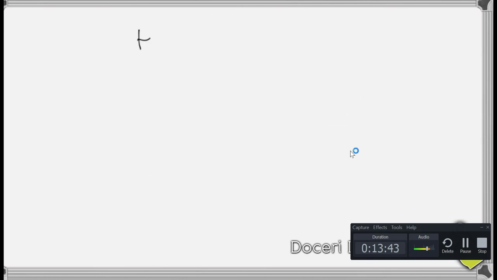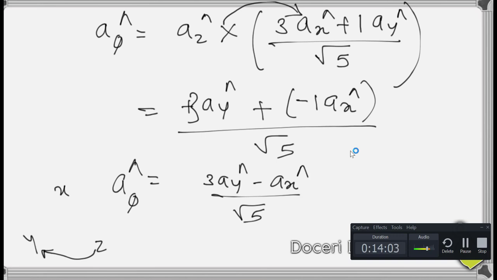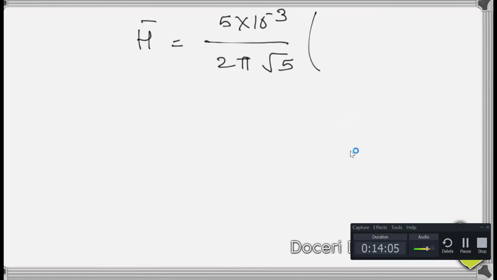And then we'll find H bar now. H bar is equal to I, that is 5 milliampere, divided by 2 pi R, R is square root of 5, into our A phi cap has become 3AY minus AX upon square root of 5, correct?